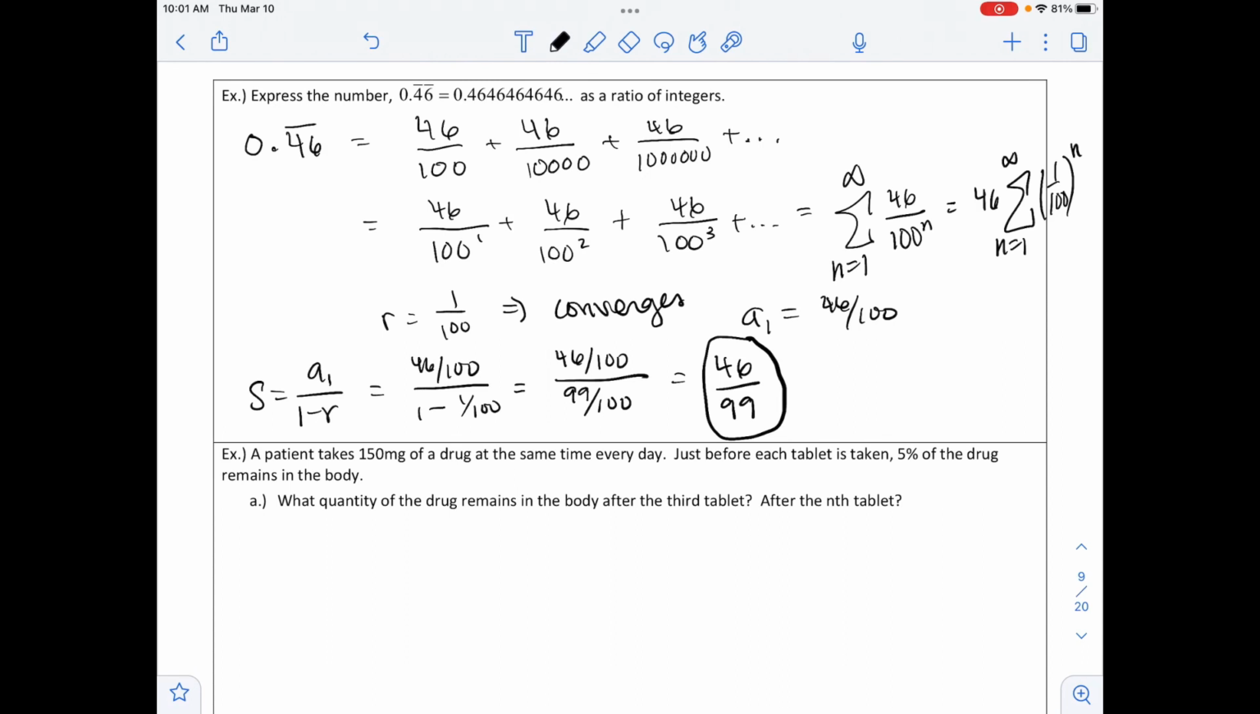The next example right below, I'm going to go ahead and circle, and we will work on that one together in class.